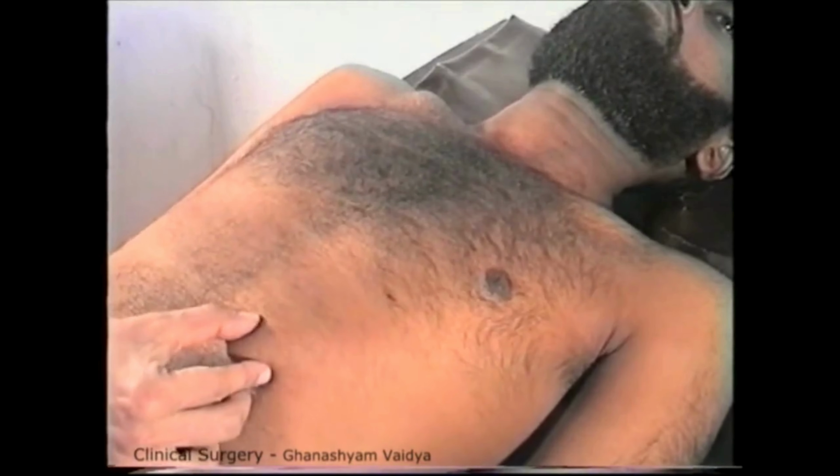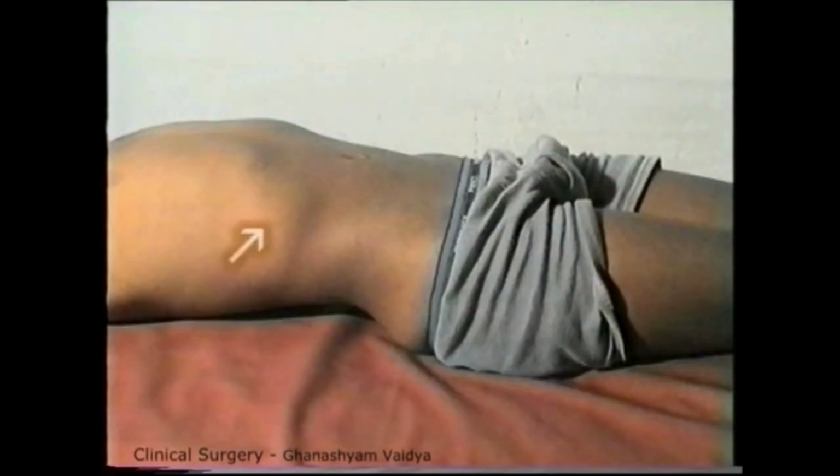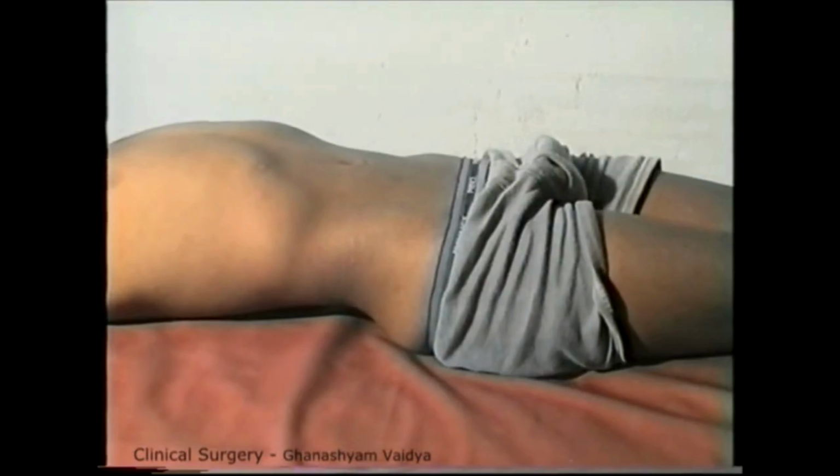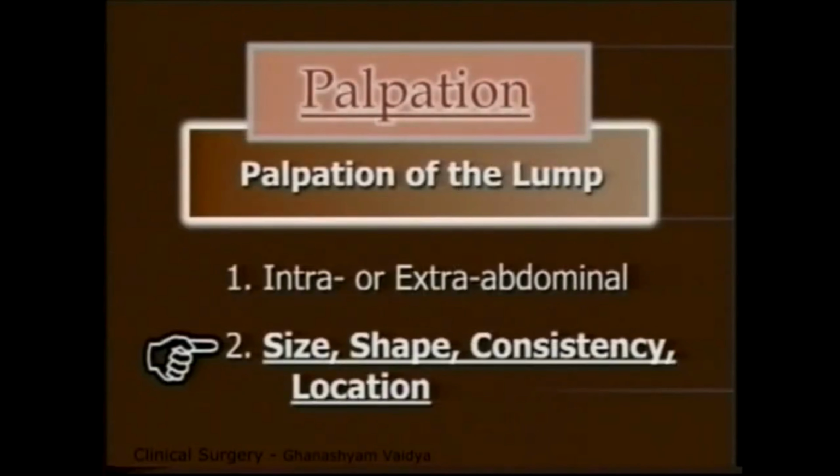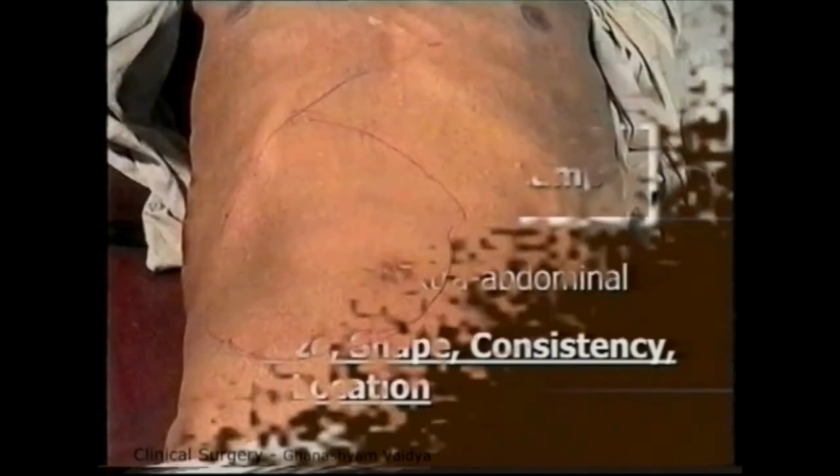If the lump is situated laterally, the muscles are made taut either by asking the patient to raise the legs to 30 degrees without bending the knees or by Valsalva's maneuver. Now proceed to palpate the lump in detail. First, identify the borders of the lump. Measure its size in centimeters using a measuring tape.